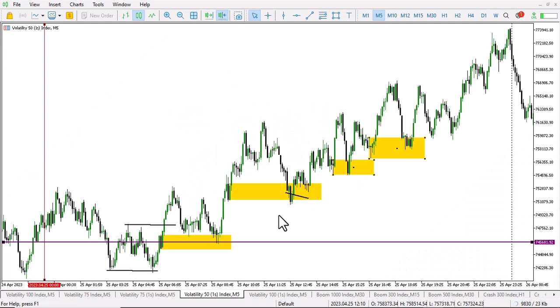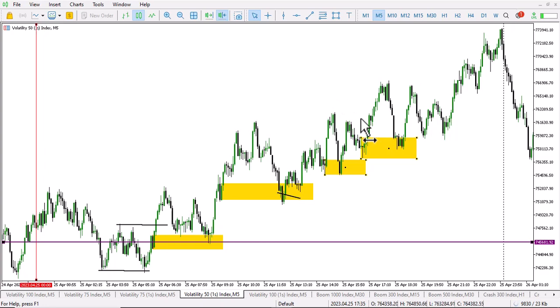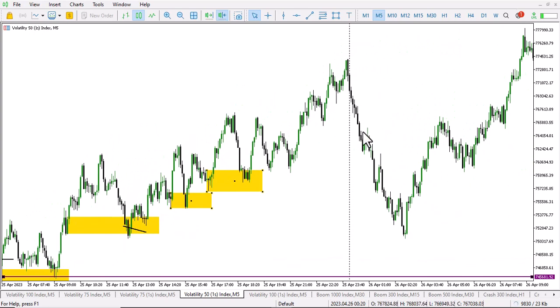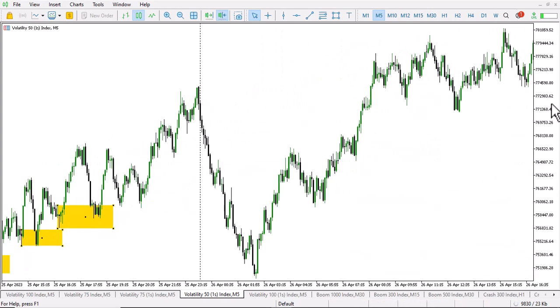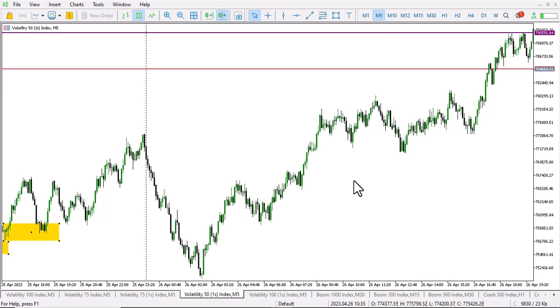It moves in a typical market structure scheme, right? It doesn't move straight away like what V100 does, like what the boom does, or a V75 one is. It's more structured in its moves.